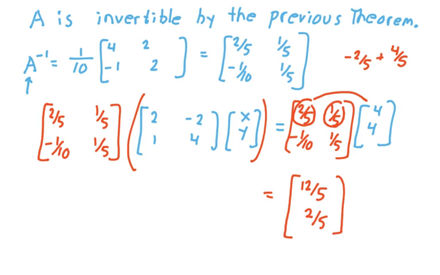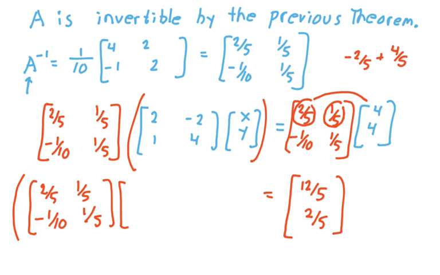Now, on the left side, because I really want to make sure you guys follow, I'm going to use the associative property, and I'm going to get the matrix [2/5 1/5; -1/10 1/5] times [2 -2; 1 4]. And I'm going to take that times the column vector [x; y].